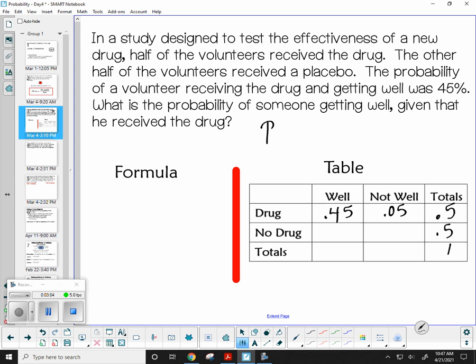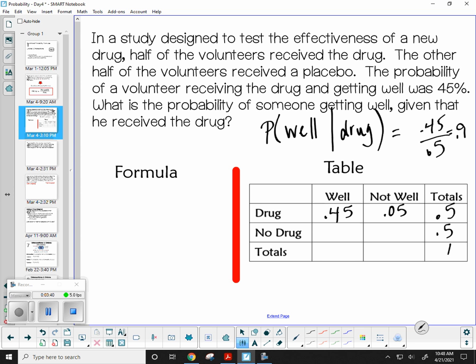given that they received the drug? So getting well, given they received the drug. That's what we're trying to figure out, right? My given is they got the drug. So what's my denominator going to be? 0.5, right? And my numerator is what percentage of those people got well? 0.45. So I just need to take 0.45 divided by 0.5, which gives me 0.9. Is that right?